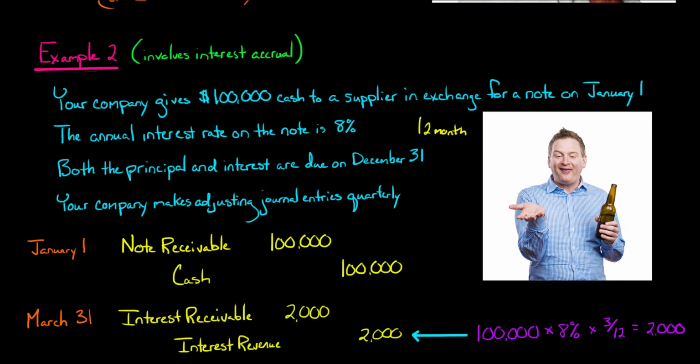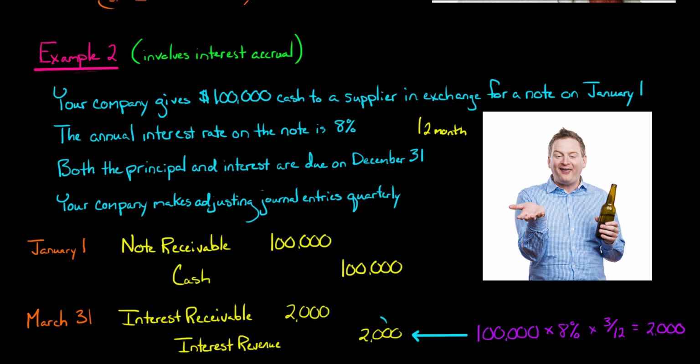Now, here's the thing. March 31st, 3 months have passed. You need to make your quarterly financials. You need to make an adjusting journal entry. You're going to debit interest receivable, not cash, because we said that the terms of the note was the interest isn't due until December 31st. So you're going to debit, instead of cash, interest receivable for $2,000. And then you're going to credit interest revenue for $2,000.